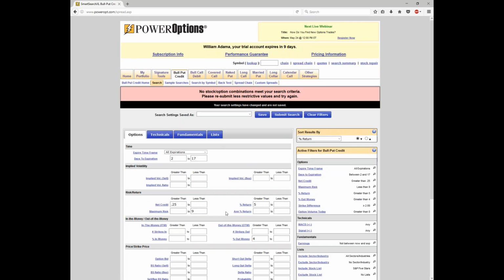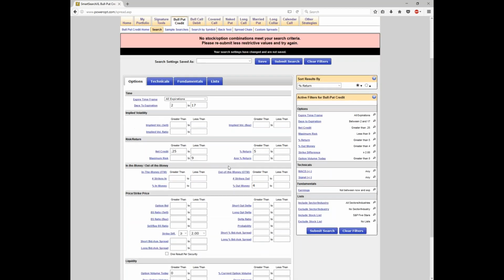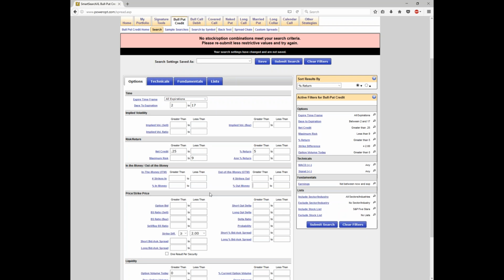That's what I figured. So there are no bull put spreads available. If there were, this tool would find them, that expire in the next 2 weeks, that have a minimum net credit of 25 cents with a 5% return, strike difference greater than or equal to 2. That's probably what's hindering. If I put that at 1, we'd see some, and are at least 4% out of the money. That's the other hindrance. Let's take the out of the money range out. And of course, that don't have earnings between now and expiration.